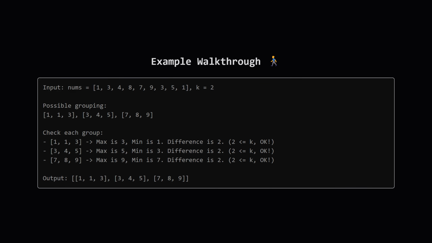Let's look at this first example. We have a jumbled list of numbers, and our k value is 2. The problem is, how do we even begin to form these groups? The numbers are all over the place. Somehow we need to find a way to group them.